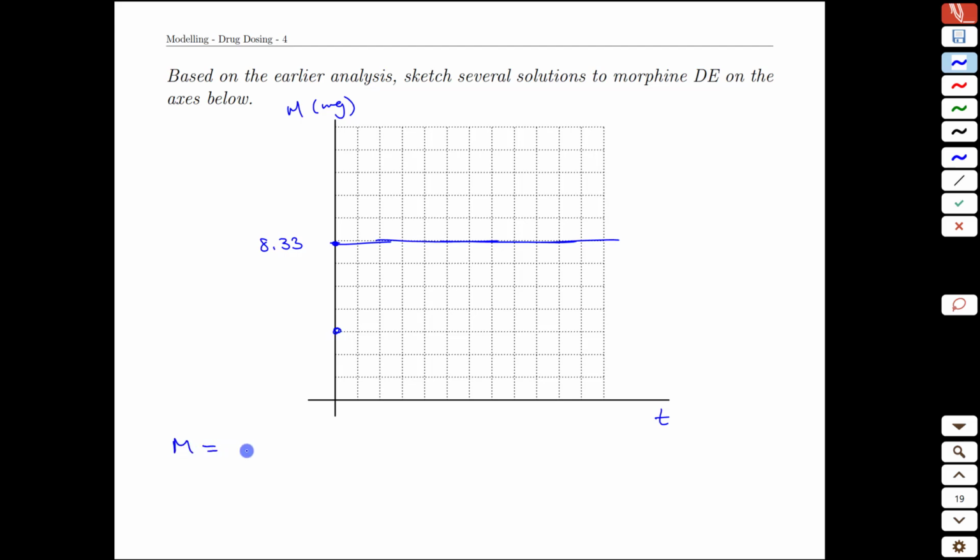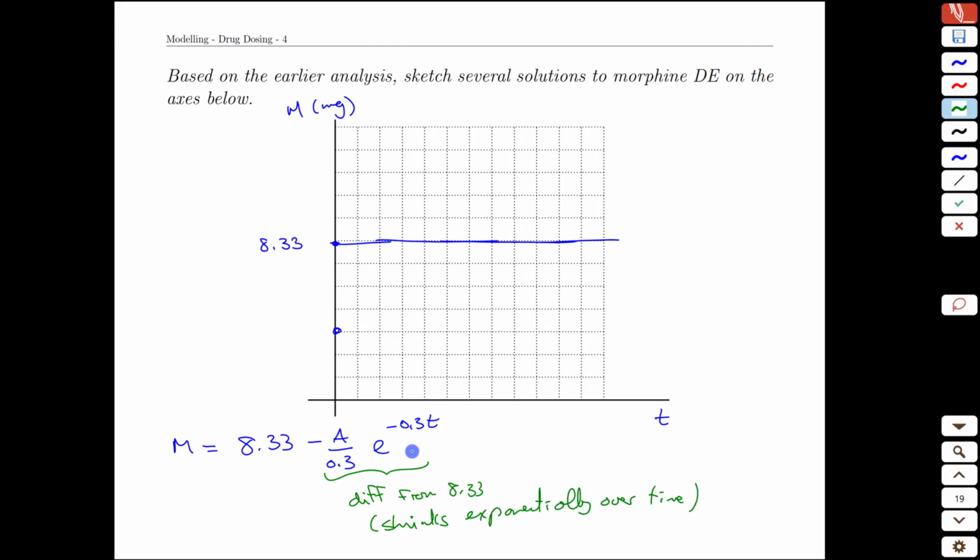Well, we have m equals that 8.33 minus some value e to the negative 0.3t. This is going to be the difference from 8.33. So that difference is going to shrink exponentially over time. We have some initial difference, and then that's going to be scaled smaller and smaller as t gets larger and larger, and that's going to give us graphs that look like this. Exponential decays towards that equilibrium level. If we start higher and we were actually cutting their dosage, then we would still return down towards that consistent equilibrium level of 8.33 milligrams. We can see that as the last remaining term left standing in our solution.